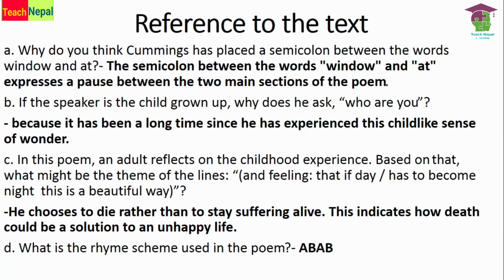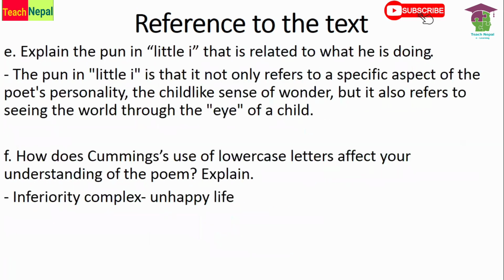Next is, in this poem, as an adult reflects on the childhood experience. Based on that, what might be the theme of the lines and feeling that if day has to become night? It means the end of the life, we can call here. Right, number D, it has asked you the rhyming scheme, that is ABAB. Okay. Explain reference to the text.